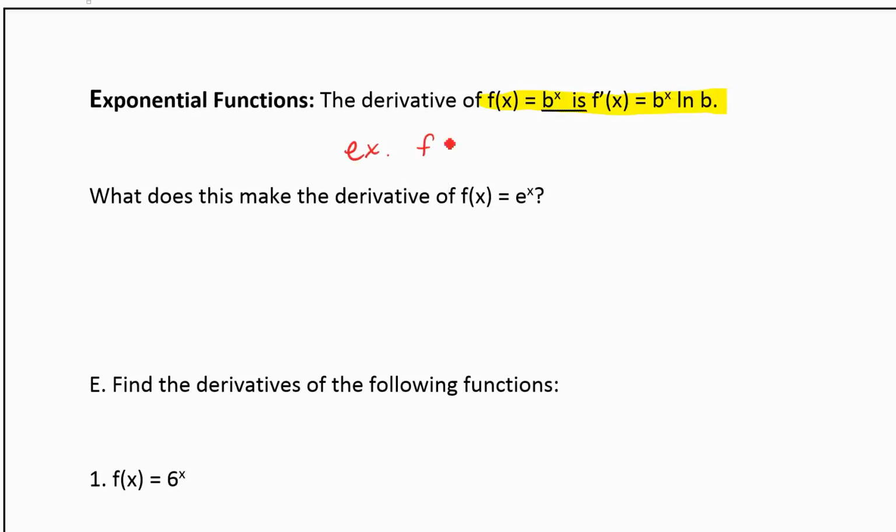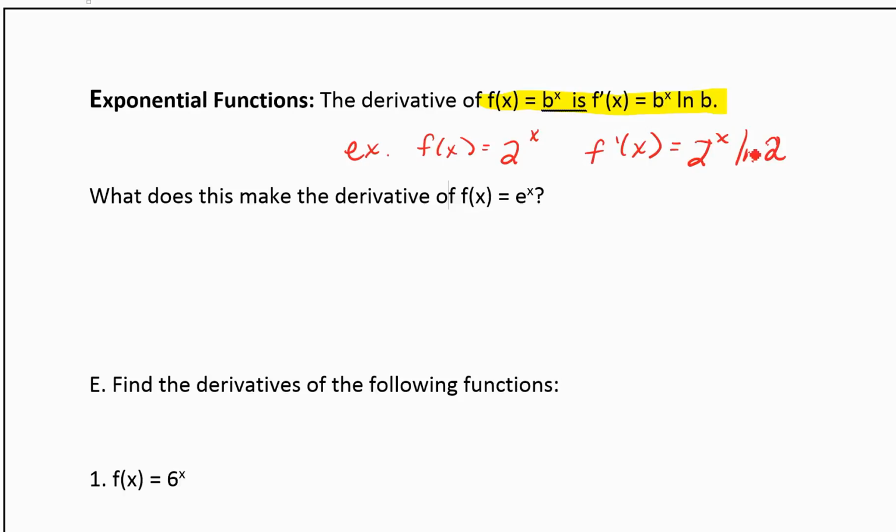If our f of x was 2 raised to the x, then our derivative would be 2 to the x times natural log of 2. And remember, natural log of 2 would just be a number. So this would be a number times 2 to the x.